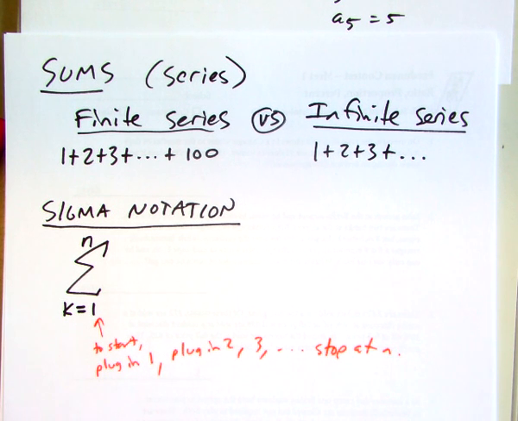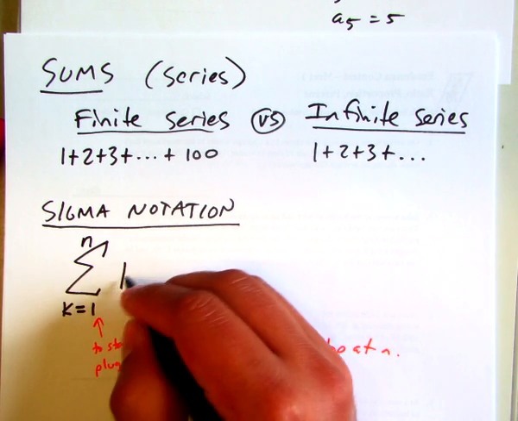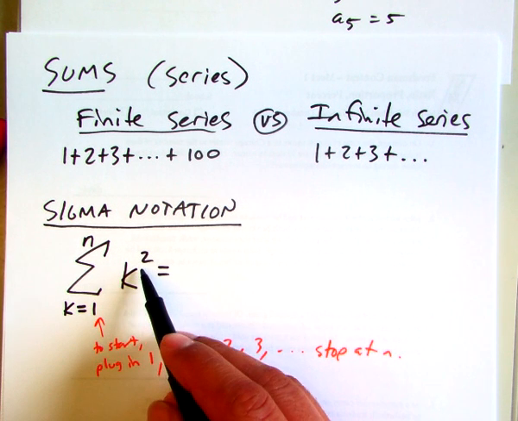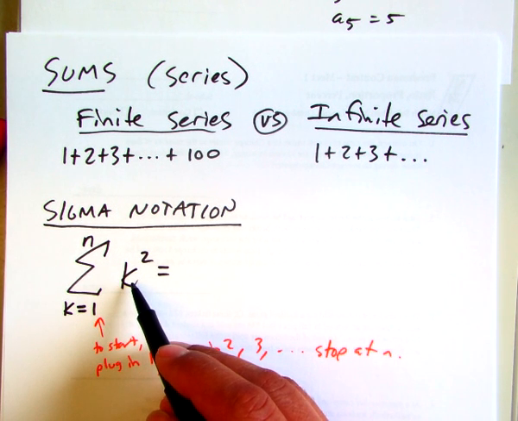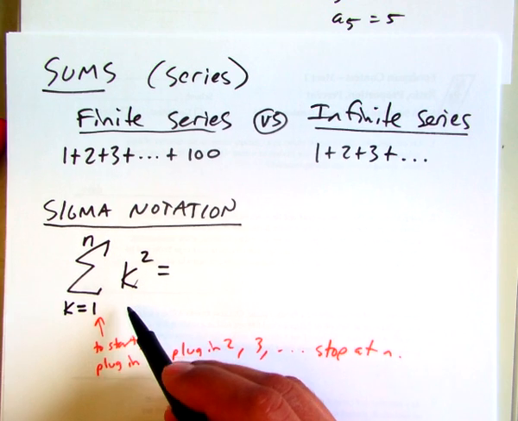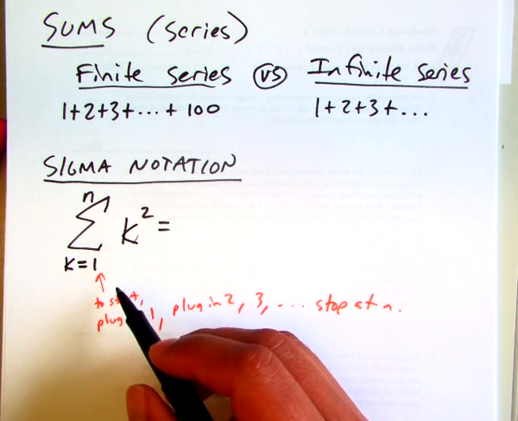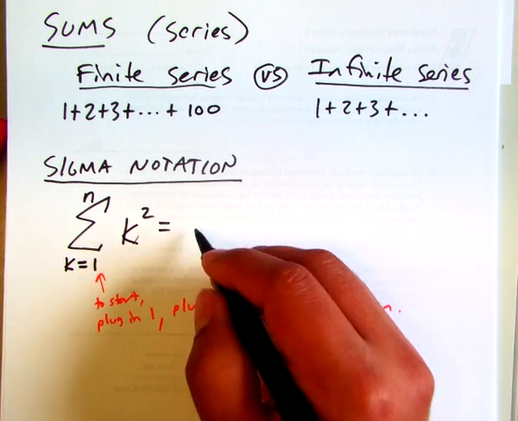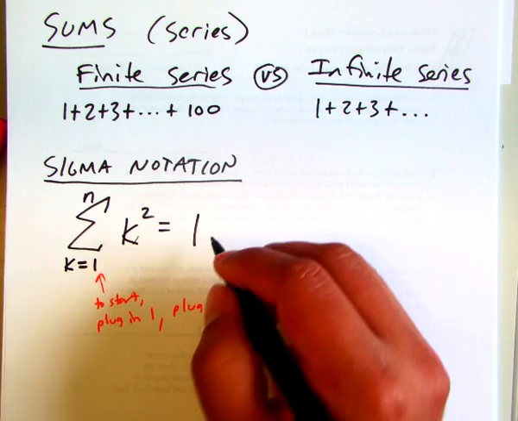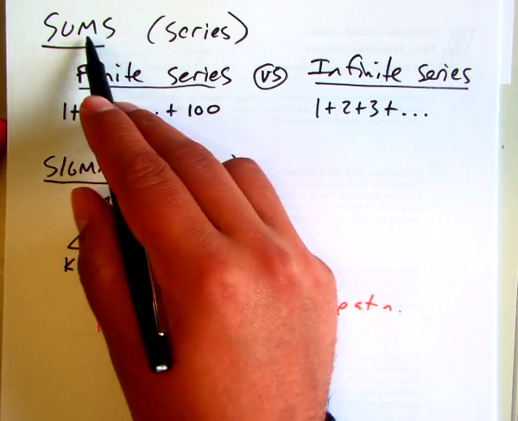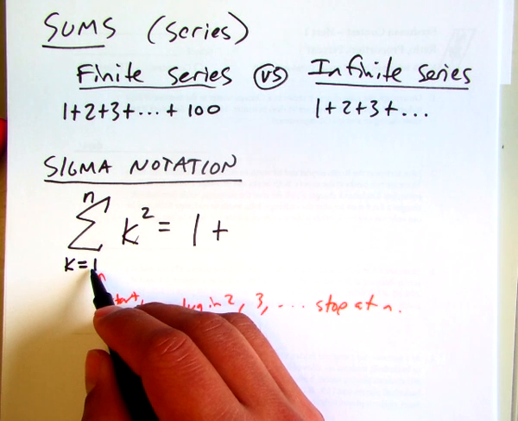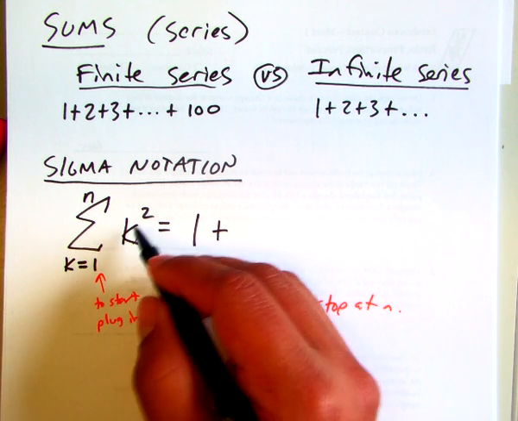Okay, so if I actually had a formula inside, you can think of this as your rule for the nth term of a sequence. All I do is this. You start with k equal to 1, you plug it in, you get 1. Since we're doing a sum, you add the next term. So now you add in k equals 2. 2 squared is 4.